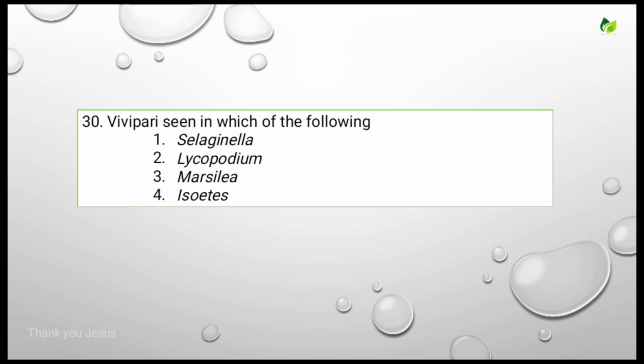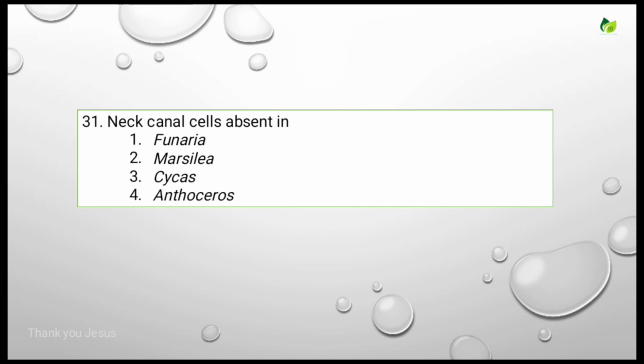Let's see the next question. Vivipary is seen in which of the following? Options are Selaginella, Lycopodium, Marsilea, Isoetes. The correct answer is Selaginella. The development of a young sporophyte on the parent plant is referred to as vivipary in Selaginella. Let's see the next question.